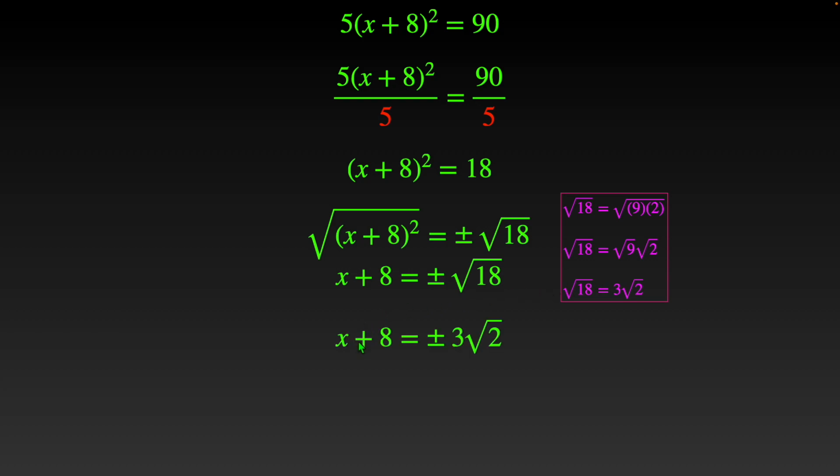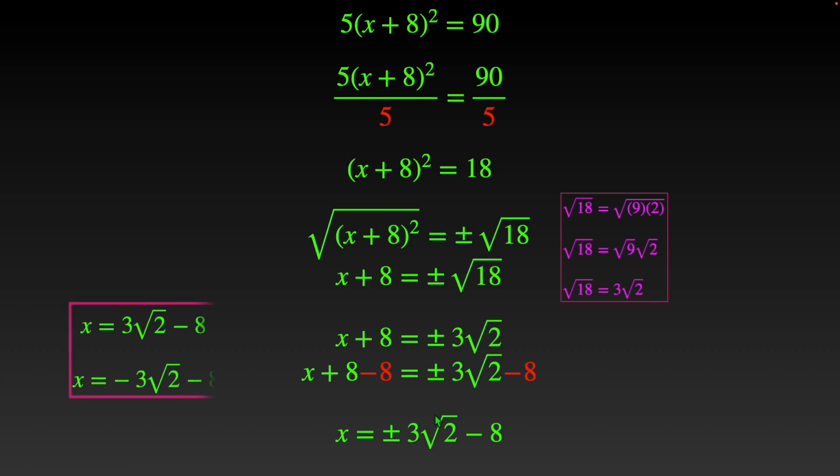So now we have x plus 8 equals plus or minus 3 radical 2. In order to solve for x, we'll subtract 8 from both sides. Notice the positive and the negative 8 will cancel out. So we have that x is equal to plus or minus 3 radical 2 minus 8. Again, we can write it as two separate answers. Positive 3 radical 2 minus 8 and negative 3 radical 2 minus 8. Let's take a look at our third example.